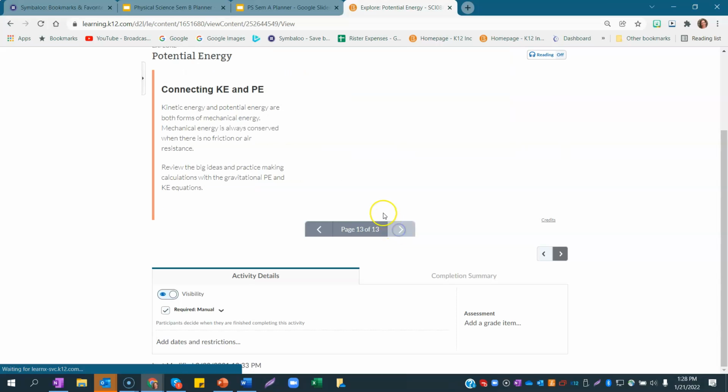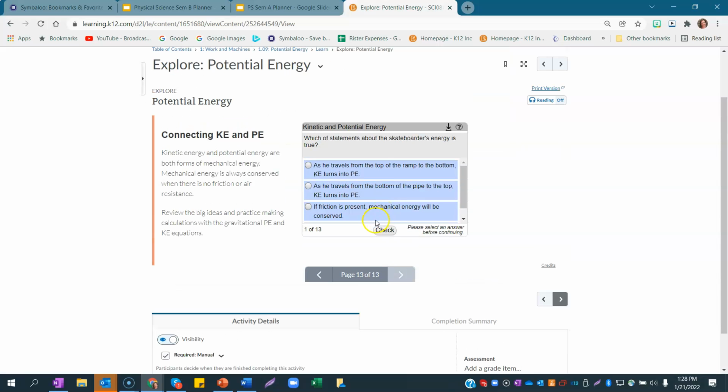And finally, we are on the last slide. So this is a great review. Kinetic and potential energy are both forms of mechanical energy. You want that in your notes. Mechanical energy is always conserved when there is no friction or air resistance. That is an important sentence too. I would add that into your notes as well.